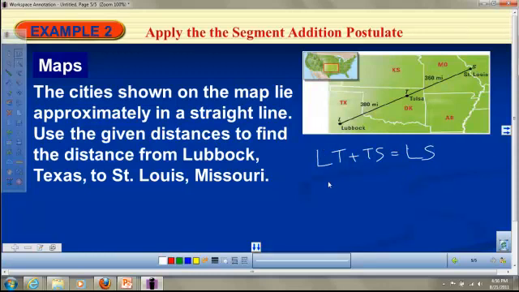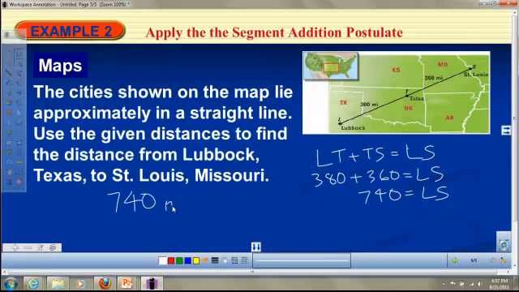Now we know that LT is equal to 380. We know that TS is equal to 360. And this is LS because we don't know it. So our final answer here, if we add these quickly, we've got 0 here, 14, carry the 1. We would say this distance is 740 miles. Okay?